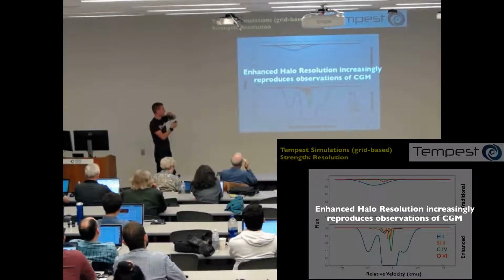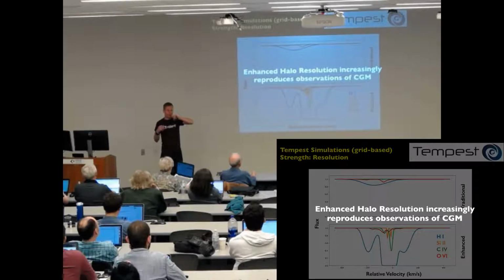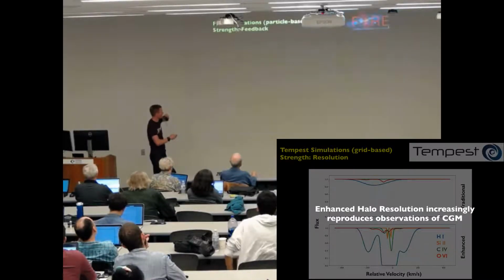Anyway, so the point of this is enhanced halo resolution really increases the reproducibility of the observations. Do I think it's going to fix all the problems? No, but I think it's a push in the right direction that we need to account for before we're trying to do subgrid models or something like that. Okay, so enough talking about Tempest.